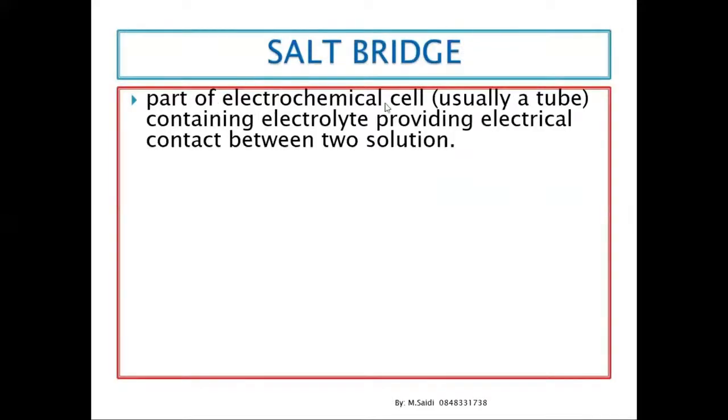Then, salt bridge. Part of an electrochemical cell. It's usually a tube. It can contain an electrolyte, providing electrical contact between the two solutions. So we are saying that it's a part of an electrochemical cell. Usually it's a tube, which means the chemicals are put into the tube. It must be containing an electrolyte.